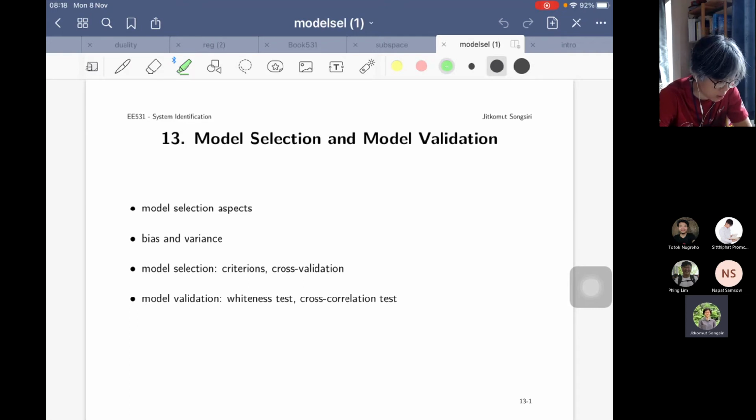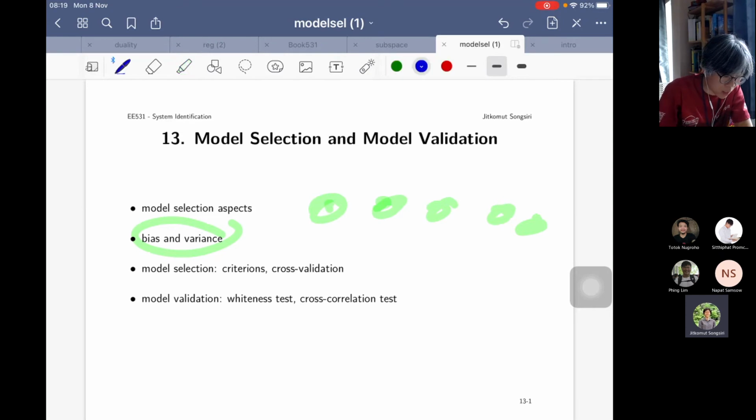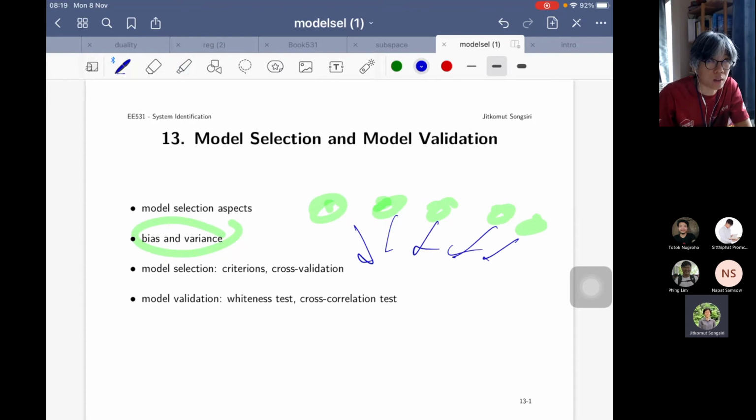If the model has large bias, it's going to have a smaller variance. So it's kind of a trade-off. We will go over this concept and some mathematical explanation. So the process of model selection starts with you have many model candidates, and then you would like to pick one, according to some criterion or according to some procedures.